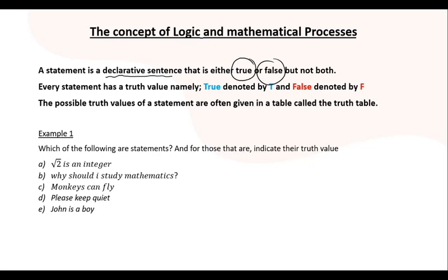Now, we will be looking at what a truth table is in the next example. But before we go there, let's look at how we can identify statements if we are given examples of sentences. Alright, so example number 1. Which of the following are statements? And for those that are, indicate their truth value.